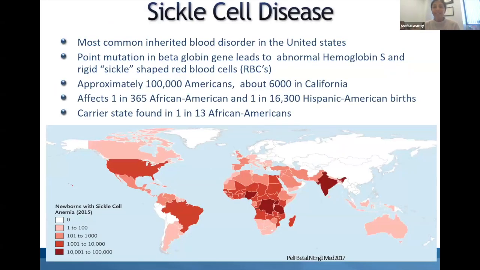We just heard a fantastic talk about the history of sickle cell disease and pain. So I won't spend too much time on this, but we are all quite aware that this is the most common inherited blood disorder in the United States. We have over 100,000 Americans, primarily of the African American community, living with this disease, and about 6,000 here in the state of California. But as you can see by this heat map of the number of newborns born with sickle cell disease in 2015, in addition to a huge population in the African subcontinent, there is also quite a bit in the Indian subcontinent and in South America as well. So this is truly a global issue.